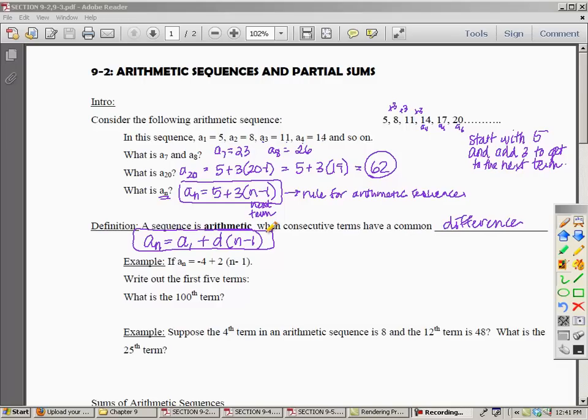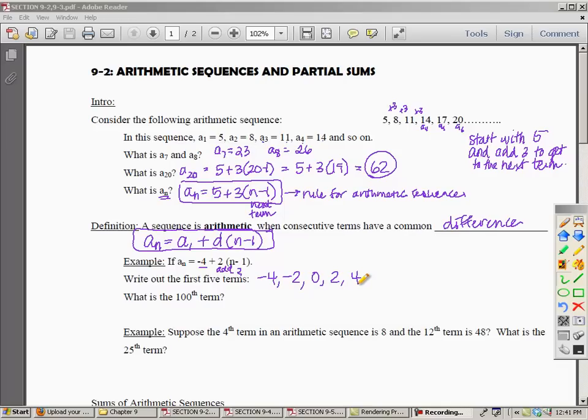Now, in the first example, I gave you the rule. Really nice of me. Write out the first 5 terms. Well, if I want the first term, can't I just see it's negative 4? If I want the next term, what's this saying? It's saying I add 2 each time. So if I add 2 to this, I get negative 2. If I add 2 to this, I get 0. If I add 2 to this, I get 2. If I add 2 to this, I get 4.